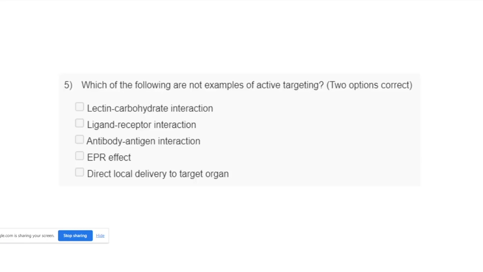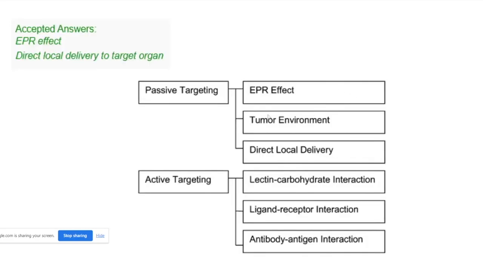This was the fifth question. Which of the following are not examples of active targeting? You have to select two correct options. So here EPR effect and direct local delivery to target organ. These are not active targeting, rather these are passive targeting. Lectin carbohydrate, ligand receptor and antigen antibody interactions. These interactions are part of active targeting. And EPR, tumor environment and direct local delivery, these are part of passive targeting.